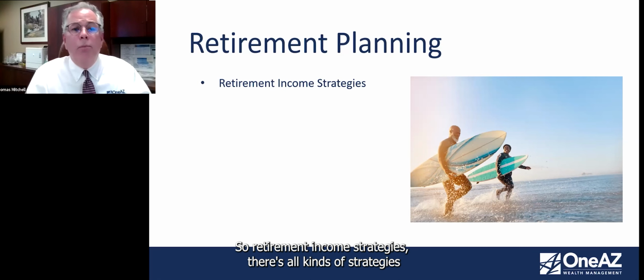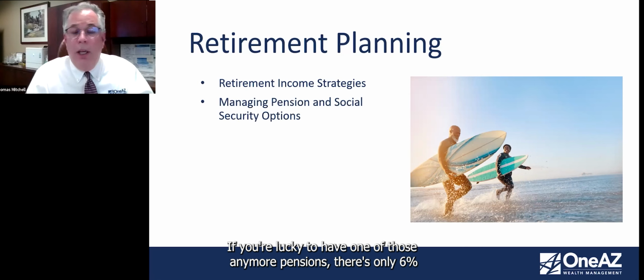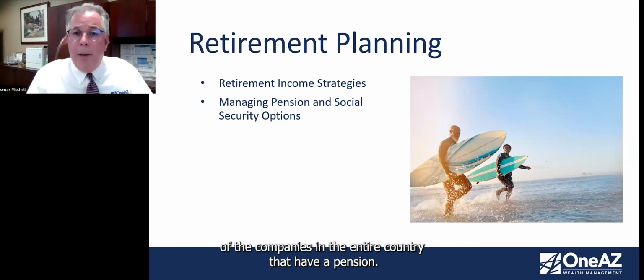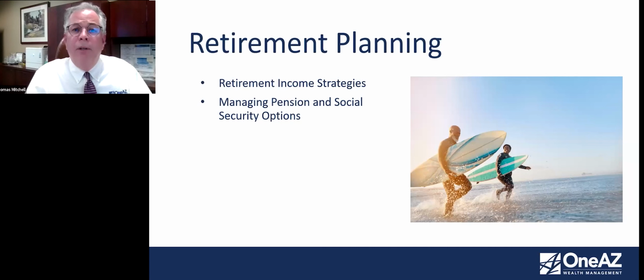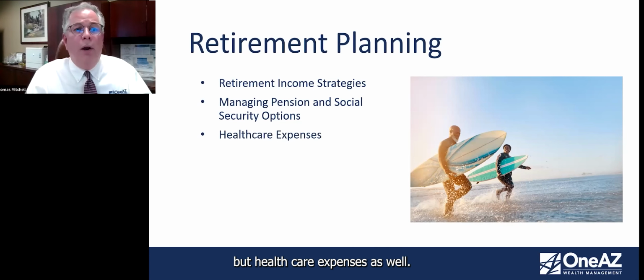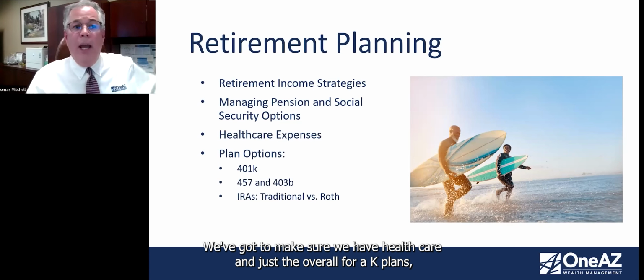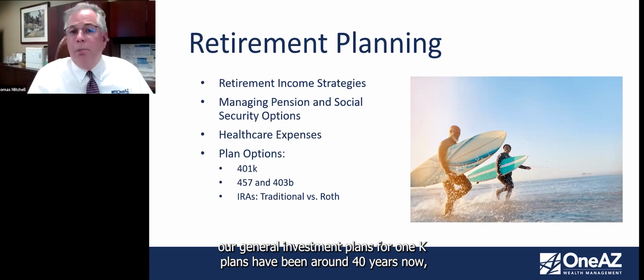So, retirement income strategies. There's all kinds of strategies. Managing your pension, if you're lucky to have one of those anymore. There's only 6% of the companies in the entire country that have a pension. They have Social Security options, which we believe we'll have, but healthcare expenses as well. We've got to make sure we have healthcare, and just the overall 401k plans, our general investment plans.